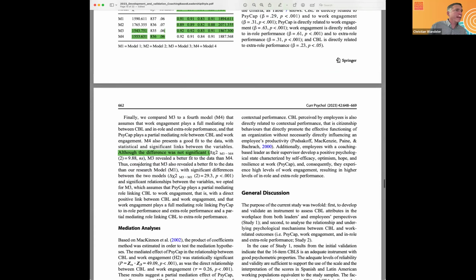And that's what they're actually writing here, right? Considering that M3 also fit the data better than our research model, with a significant difference between the two models, a significant ratio between the values, we opted for M3, which assumes PSYCAP. And now they put it back into their theory, right? Because this is the best model, that's why we conclude.